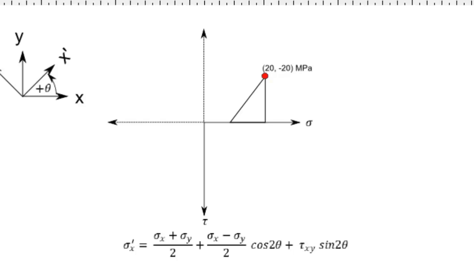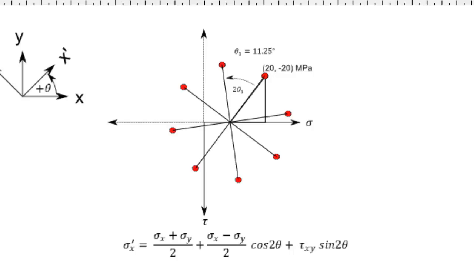Once we have the initial state of stress, we can plot sigma x prime and tau xy prime for various different angles of theta. In the following example, I've plotted 7 new data points, incrementing 11.25 degrees between each data point. As you can see, when we plot a sufficient number of points, a familiar shape begins to take form.